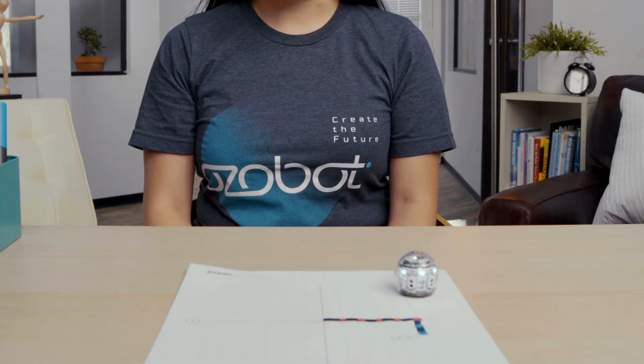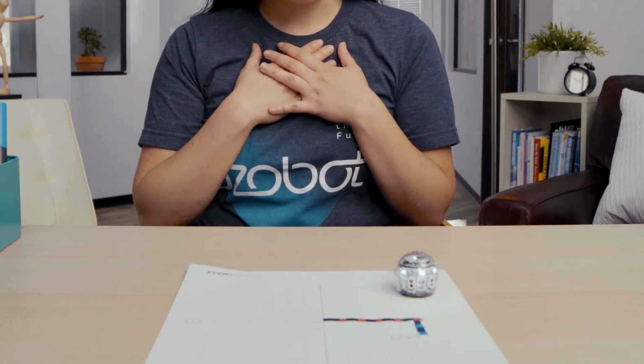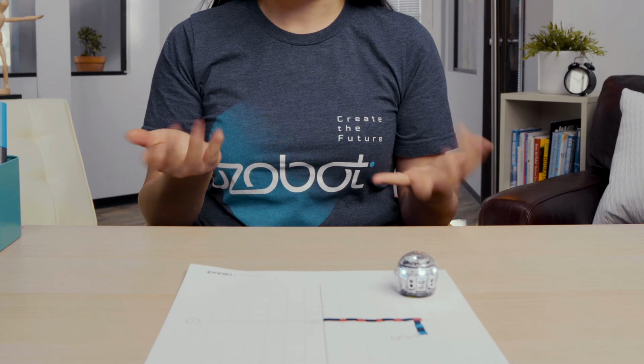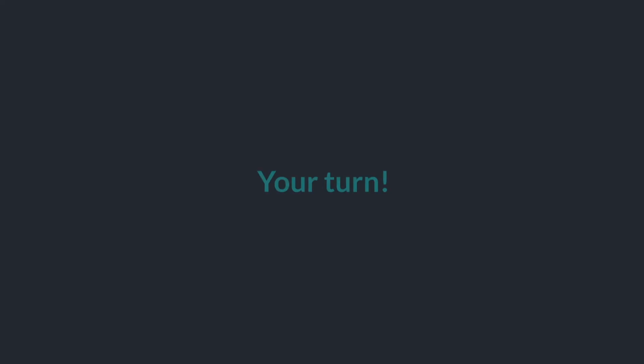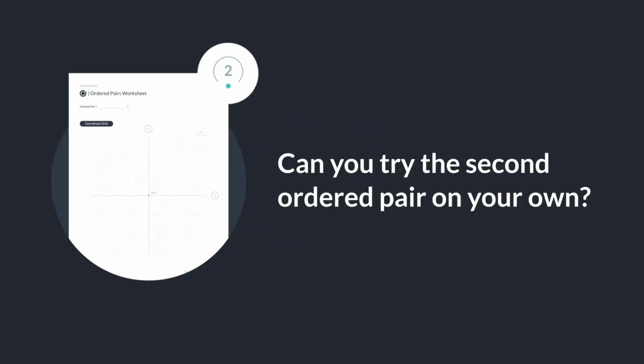Fantastic job working through your first ordered pair in action. I think my work is done for today, and it looks like you're now ready for a challenge. Can you try the second ordered pair on your own? Choose numbers 1 through 6, and remember, they can be positive or negative.